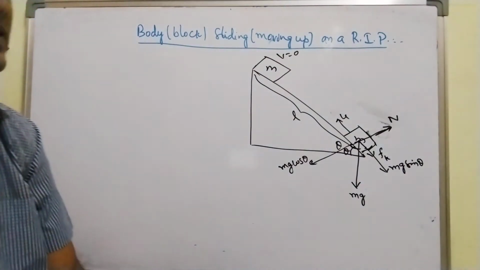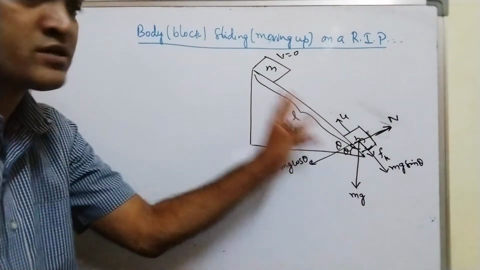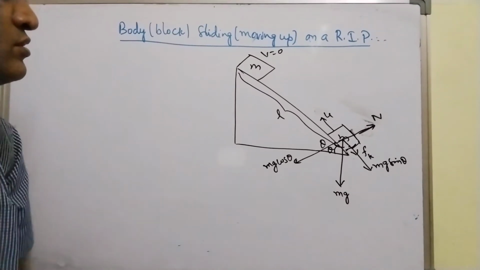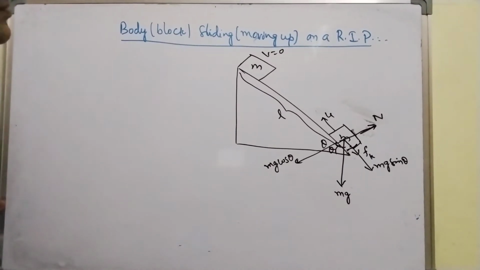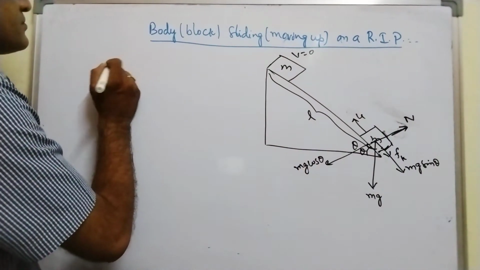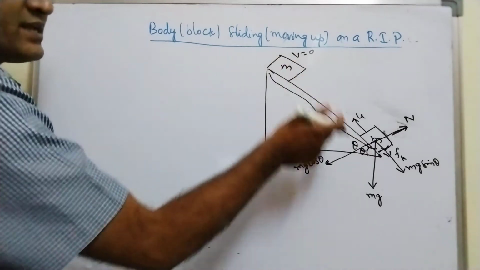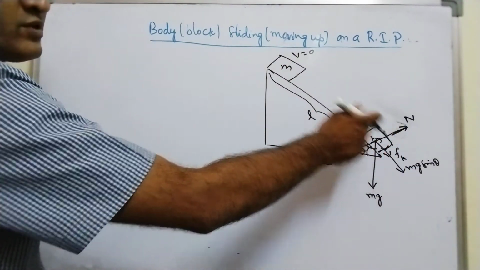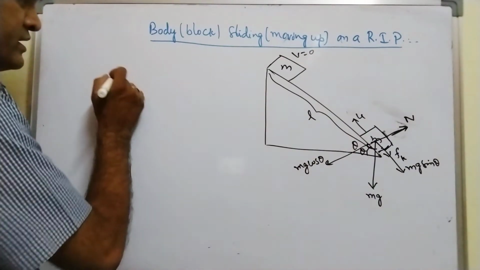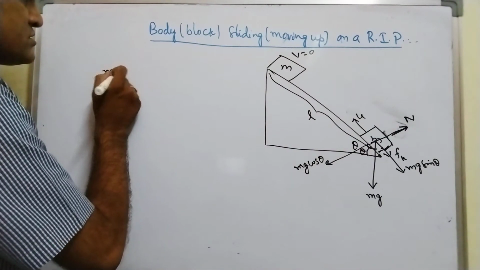This frictional force is Fk, kinetic friction, because the block is in motion. Right? So now what happens? Let me write. As it is retarding, the acceleration, even though the block is in motion in the upward direction, is retarding, so I can write like this.